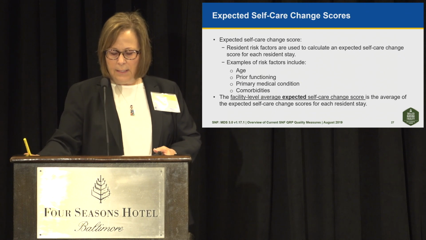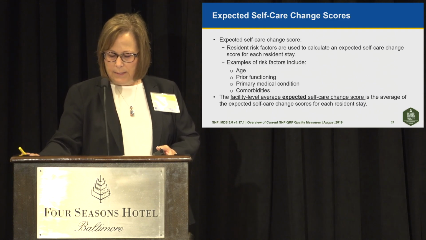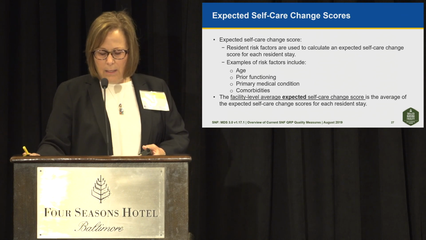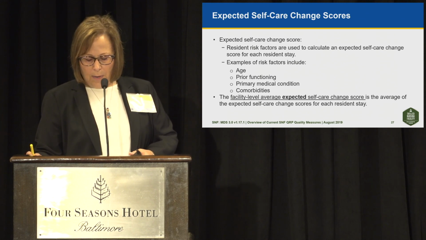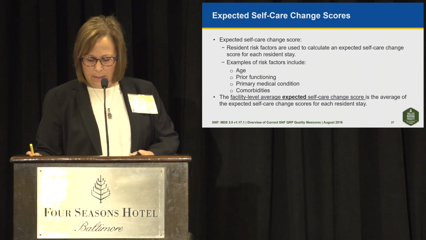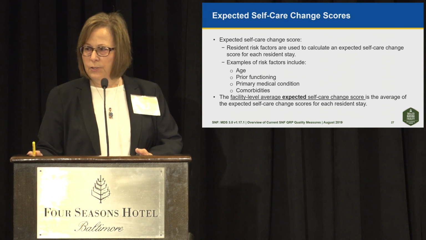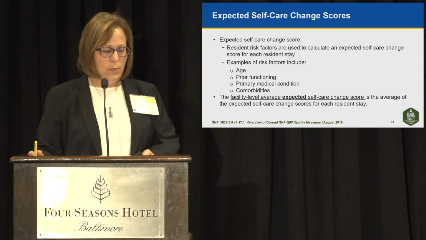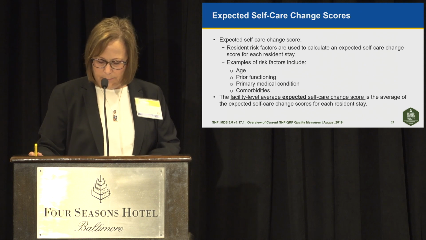For the expected self-care change score, resident risk factors are used to calculate the expected self-care change score for each resident stay. Some examples of risk factors include age, prior functioning, prior medical condition, and comorbidities. There are many others. If you're interested in what all of the risk factors are, they are in the SNF QRP QM User's Manual. The facility level average expected self-care change score is the average of the expected self-care change score for each resident stay.